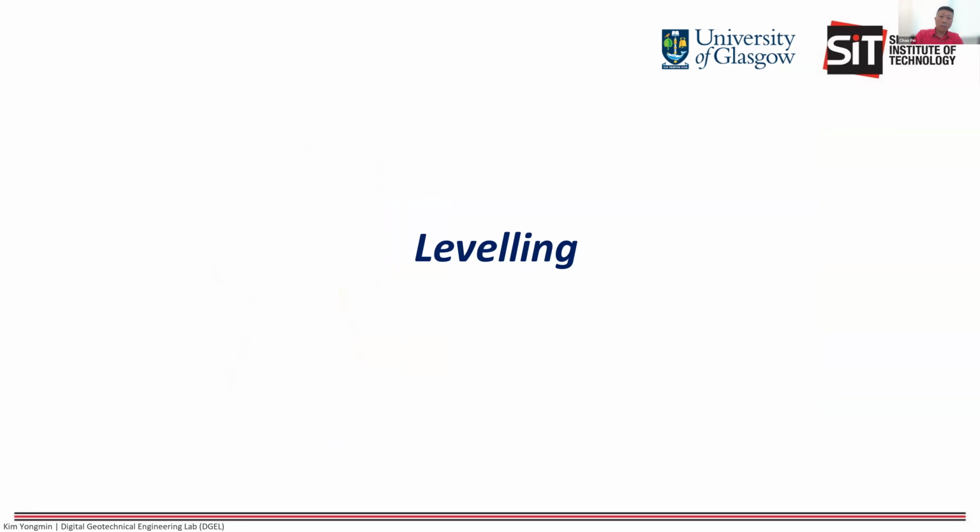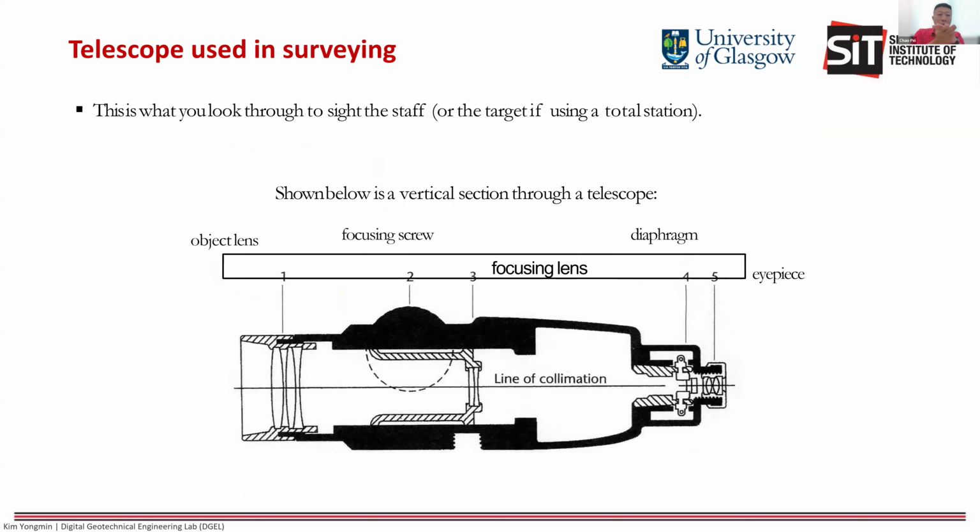Okay, so now let's come to leveling, which is the main topic for today, and also the simplest element in engineering survey. When you do surveying, you need to use an auto level. We call it an automatic level, or someone even calls it a dumpy level. So this is a cross section of the instrument.